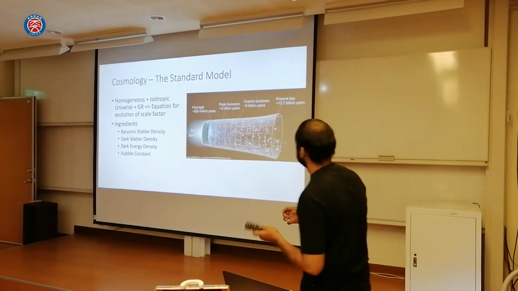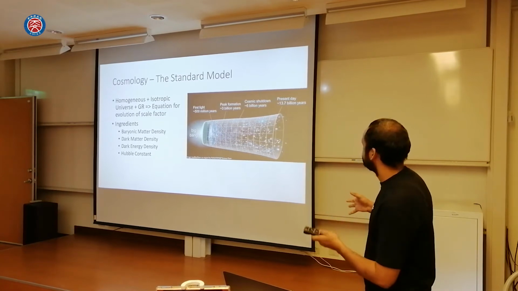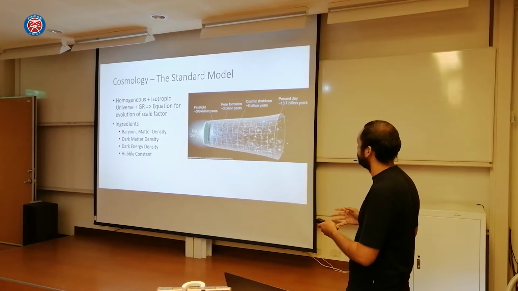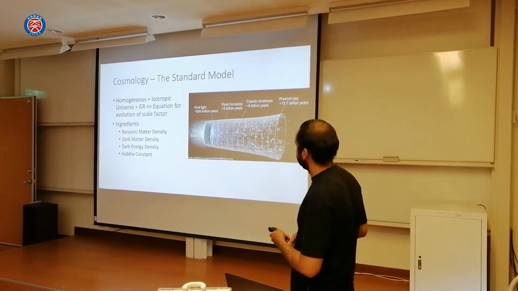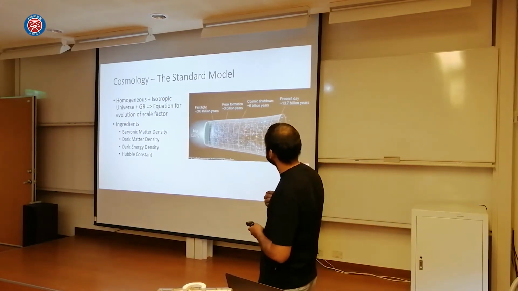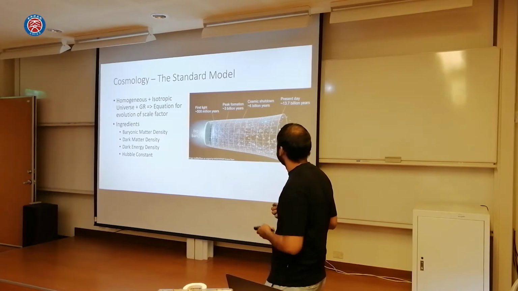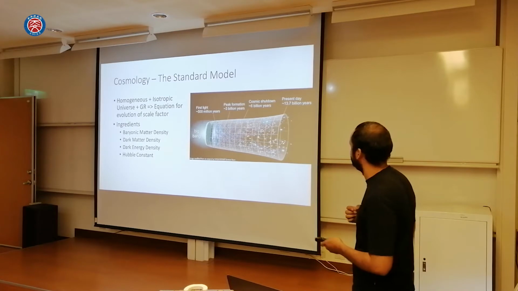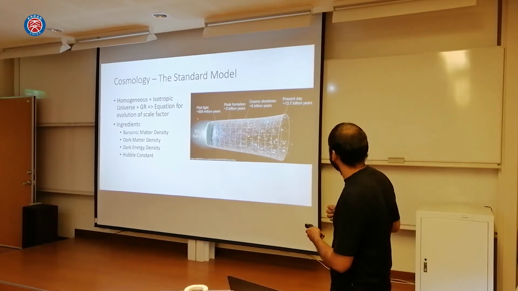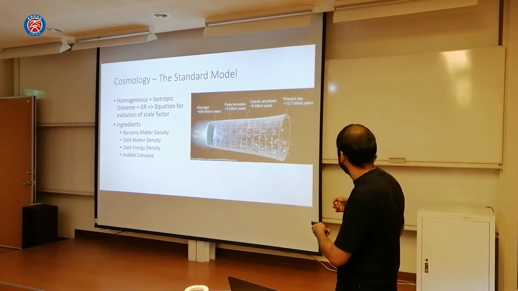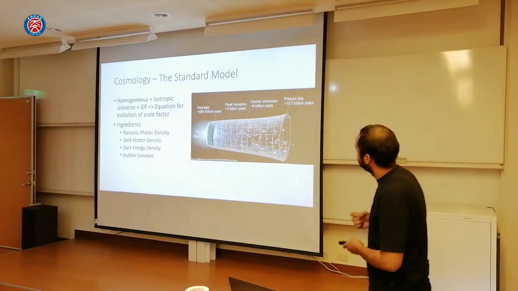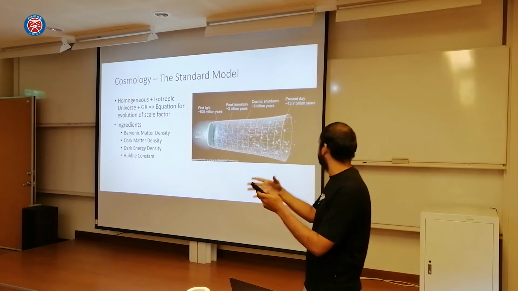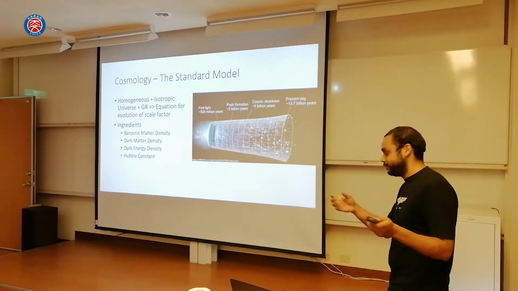I'll just make a brief comment that in cosmology we have this so-called standard model where we assume that the universe is homogeneous and isotropic on sufficiently large scales, and we assume that GR is the theory of gravity that is valid for the whole evolution, and then we try to predict how the scale factor evolves as a function of time. The scale factor is essentially a factor that determines the distance between any two points.